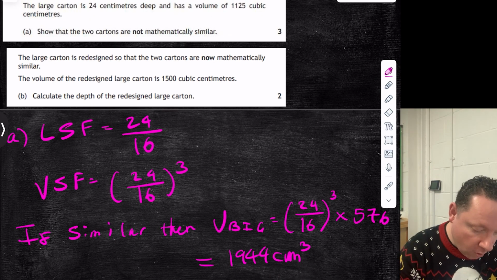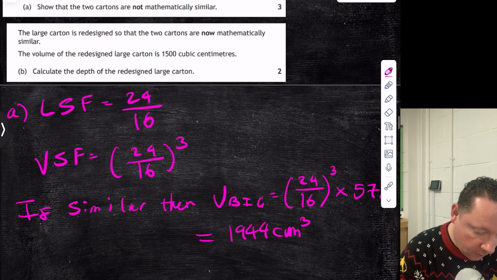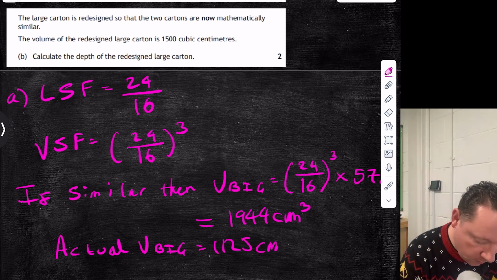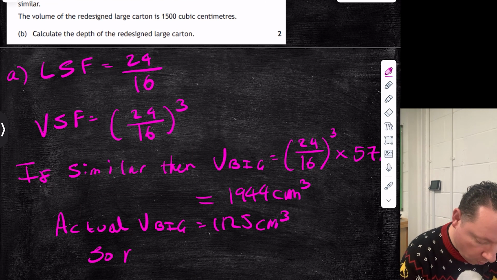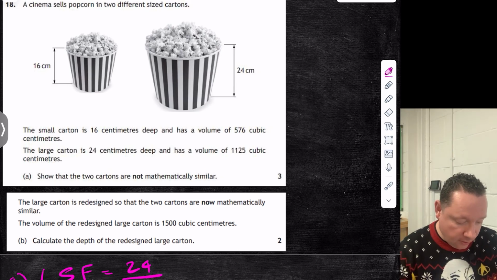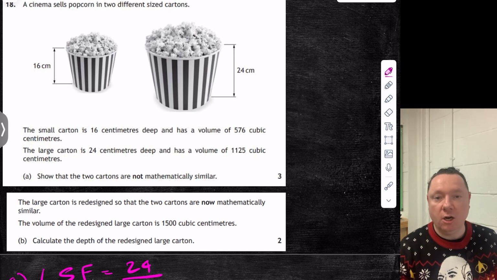But the volume of the big is actually 1125. So I can write actual volume of big equals 1125 centimetres cubed. So not similar. Part B says, the large carton is redesigned so the two cartons are now mathematically similar. The volume of the large carton is 1500 cubic centimetres. Calculate the depth of the redesigned large carton.